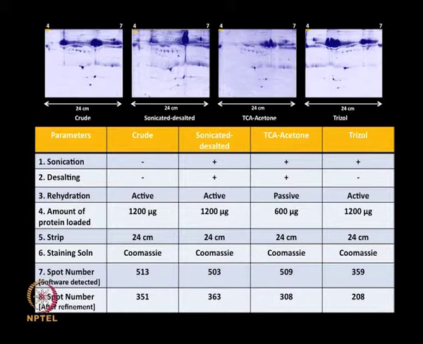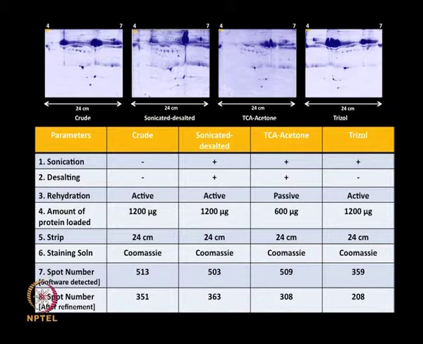This slide gives you an overview of various parameters which we investigated from different treatments: crude serum, sonicated and desalted, TCA acetone precipitated and Trizol extraction methods. We looked at the effect of sonication, desalting, rehydration, amount of protein loading, type of strip, staining solution, how many spots we can resolve on these gels, and then, since automated software analysis gives a lot of artifacts, how many real spots we can obtain after manual refinement.